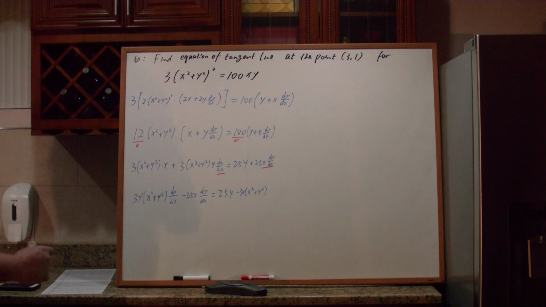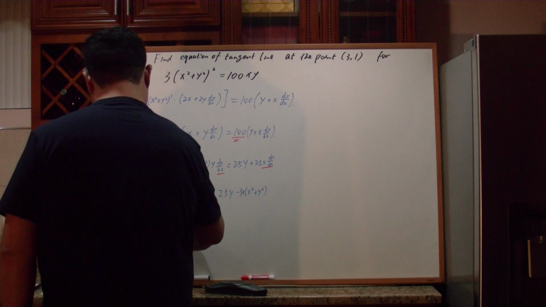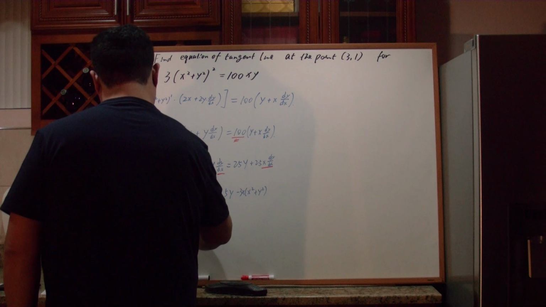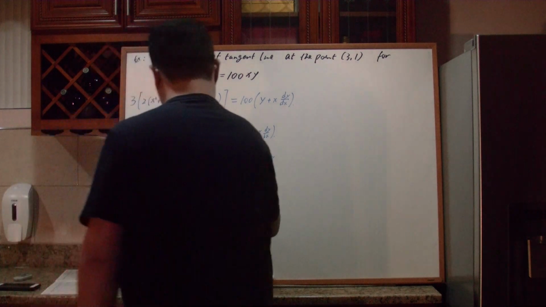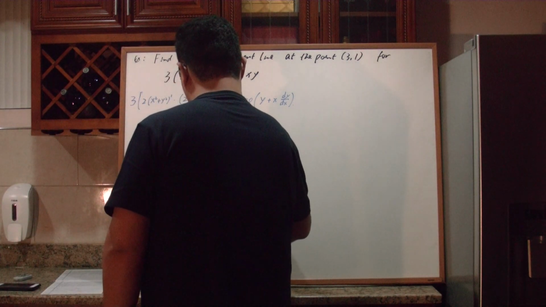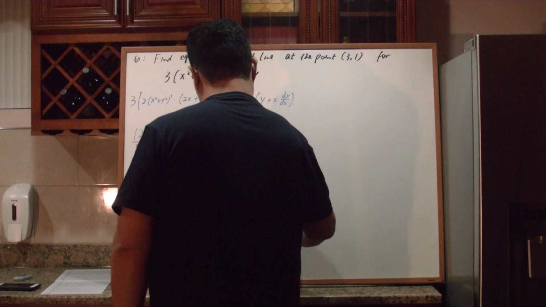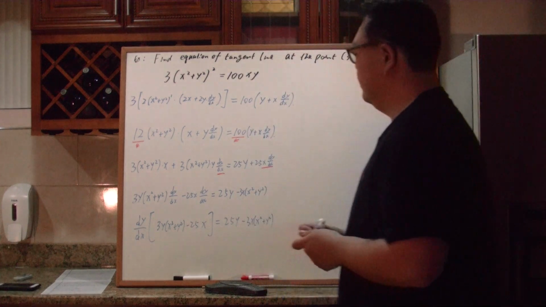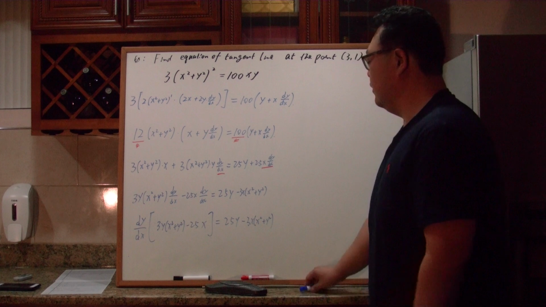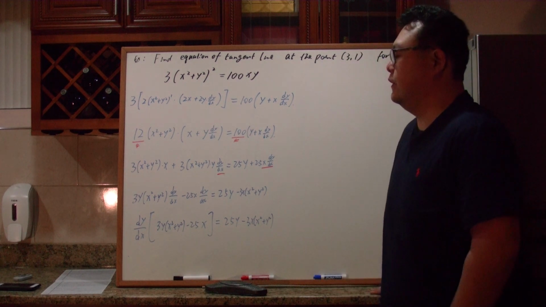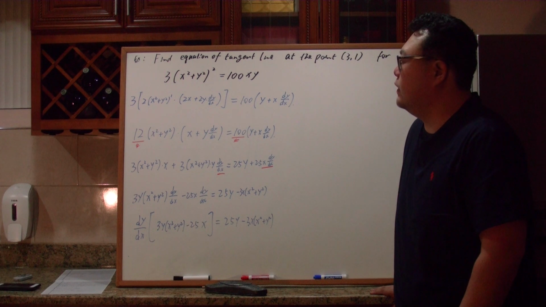Right, then we get dy over dx of the expression 3y times (x squared plus y squared) minus 25x, equals 25y minus 3x times (x squared plus y squared). That is one small step in this equation, right? For this question, actually, it didn't ask us to find the dy over dx anyway.